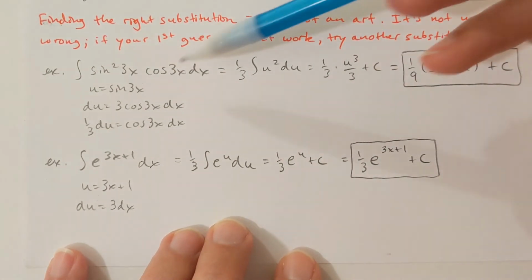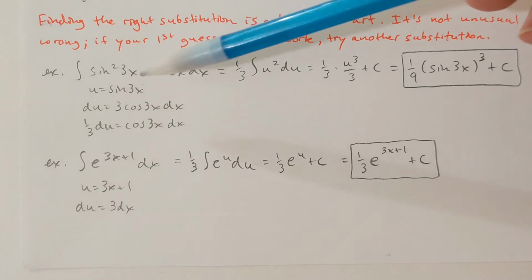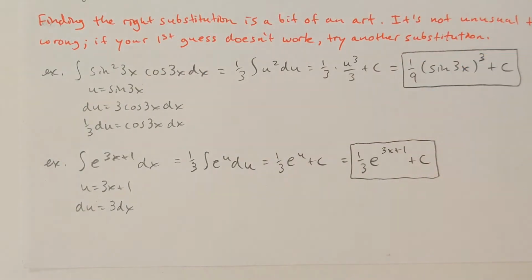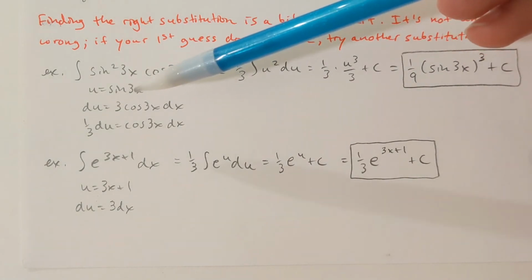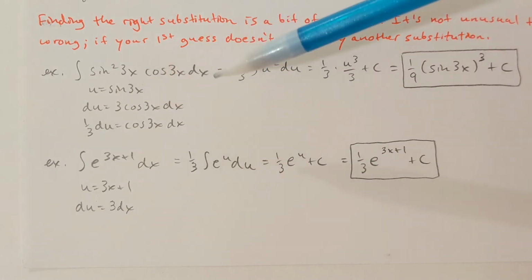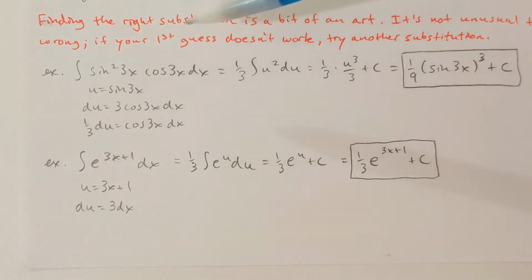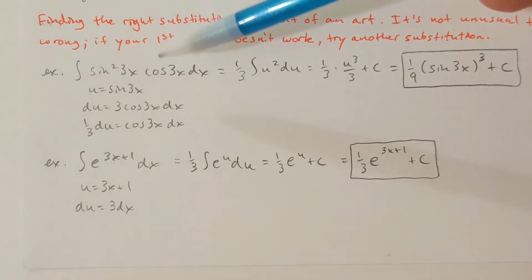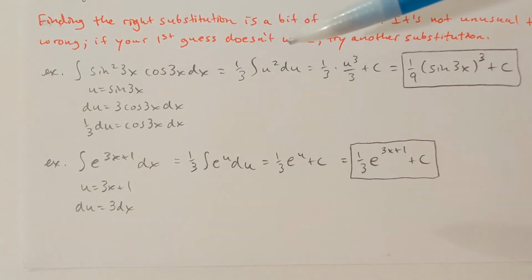So how about this example? What if I want to integrate sine squared of 3x times cosine of 3x dx? What if I were to let u be cosine of 3x? Then du would be negative sine of 3x times 3 dx. And that's not going to work because I've got a sine squared of 3x, not just one sine of 3x term, but there's two of them. So I wouldn't have x going away completely if I were to let u be cosine of 3x.